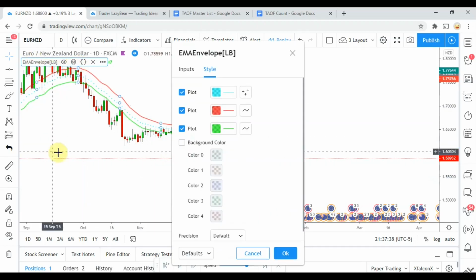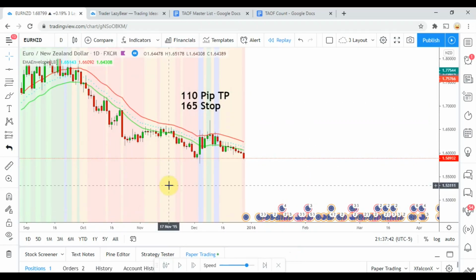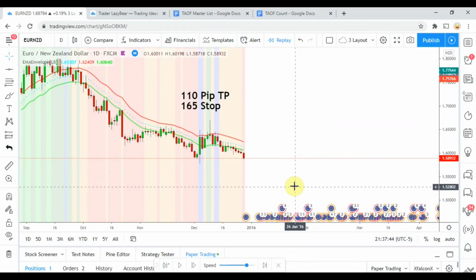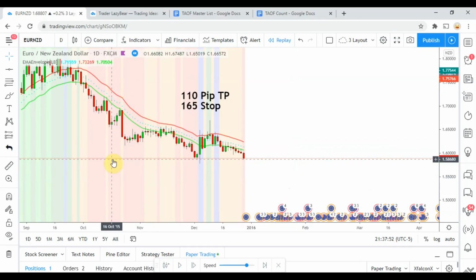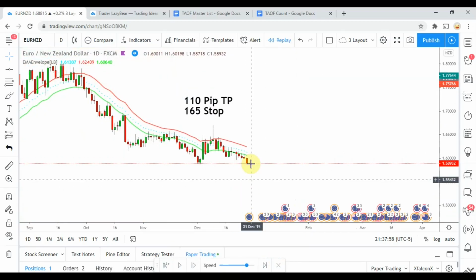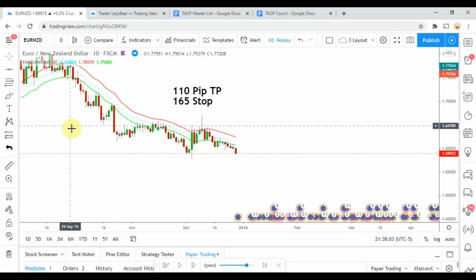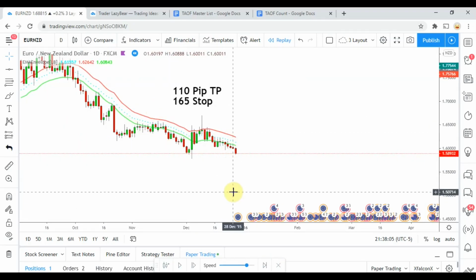Now, it does also have this background coloring that goes with it. And I'm sure if we wanted to, we could dive into a little bit more specifics on using the envelope with the background coloring. But for now, I wanted to just concentrate on the envelope itself and basically do a price action break of the envelope.